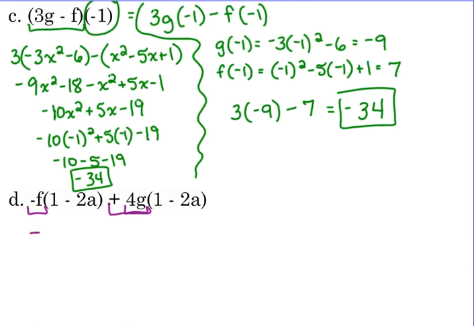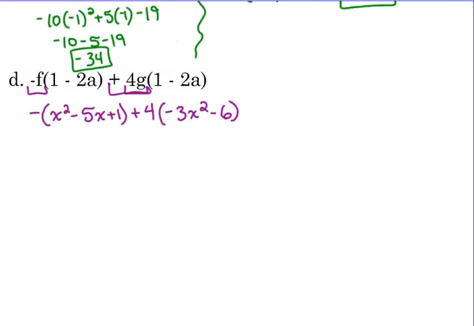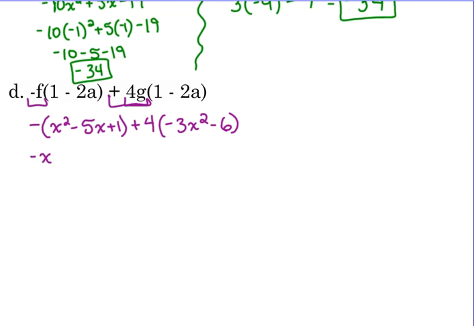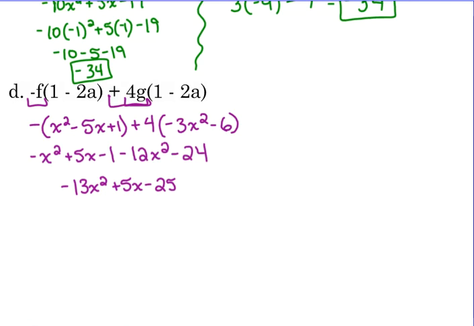So let's do that. Negative f plus 4 times g. Okay, go ahead and combine those functions. Distribute the negative, distribute the 4, and then combine like terms. Negative 13x squared plus 5x minus 25. So that is the linear combination. That's the negative f plus 4g. I've simplified it as much as I possibly can.